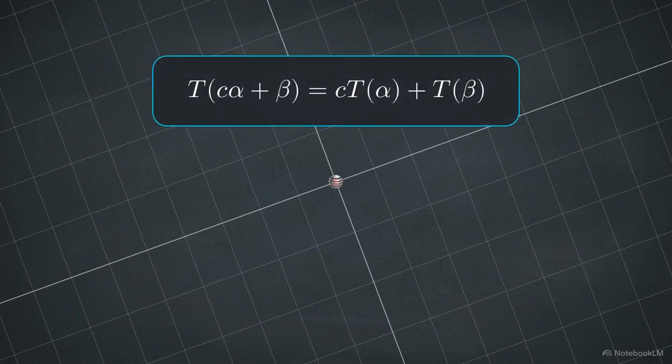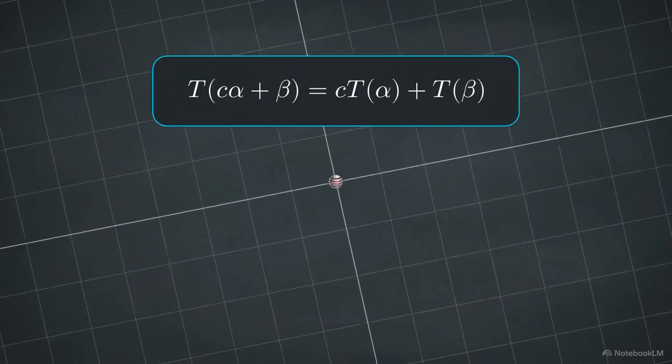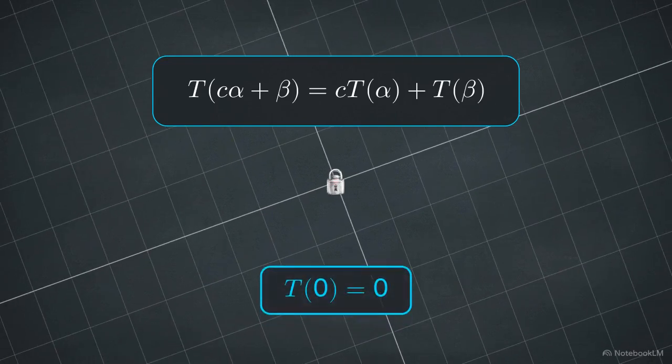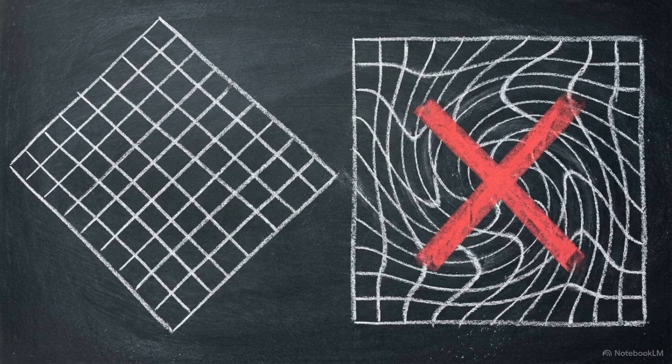Combine additivity and homogeneity, and you get the master equation. T of c alpha plus beta equals c T of alpha plus T of beta. Every linear transformation obeys this single rule. Because of this rule, inputting the zero vector forces the output to be 0. T of 0 must equal 0. The origin cannot move. Anchoring the origin and locking in grid proportionality separates linear transformations from arbitrary, chaotic distortions.